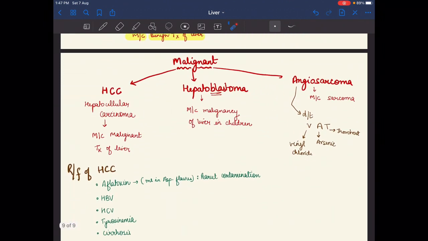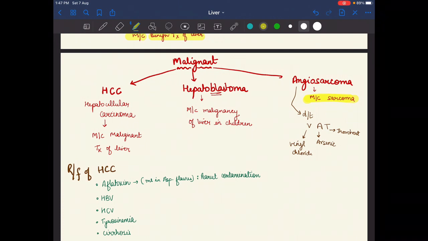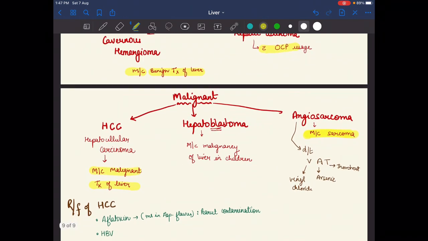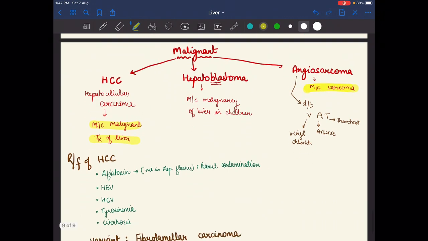Now the malignant tumors of the liver are HCC, hepatoblastoma, and angiosarcoma. Angiosarcoma is the most common sarcoma, and hepatocellular carcinoma is the most common malignant tumor of the liver. So the most common benign tumor is cavernous hemangioma, the most common malignant tumor of liver is hepatocellular carcinoma, and the most common sarcoma is angiosarcoma.